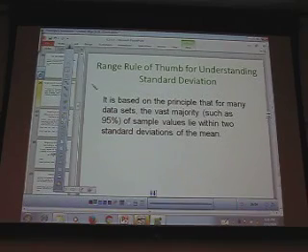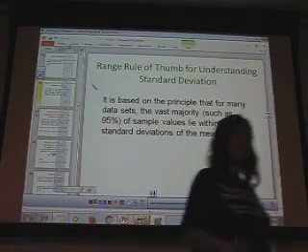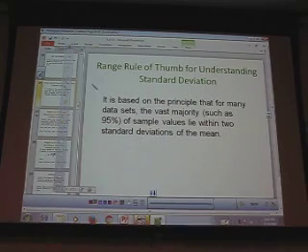Okay, so the range rule of thumb. This is based upon, why am I reading? Vanessa, read. Range rule of thumb for understanding standard deviation. It is based on the principle that for many data sets, the vast majority, such as 95% of sample values, lie within 2 standard deviations of the mean. Yep. That means most of your data lies within 2 standard deviations of the mean.